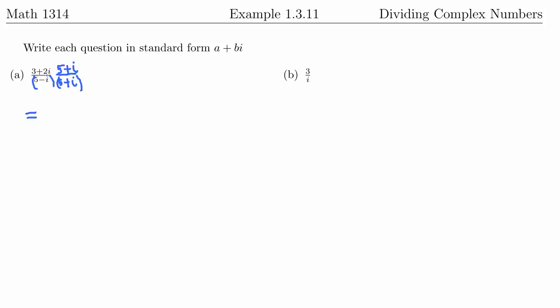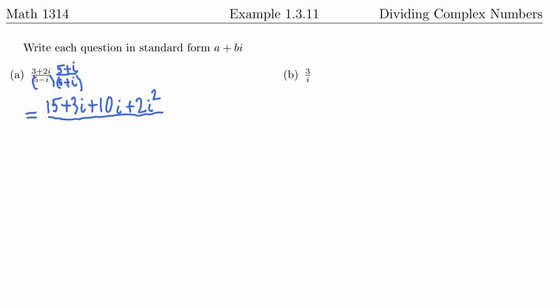Now we need to go ahead and FOIL the numerator. 3 times 5 is 15. 3 times i is positive 3i. 2i times 5 is positive 10i. And 2i times i is positive 2i squared. All of this still gets divided by something.